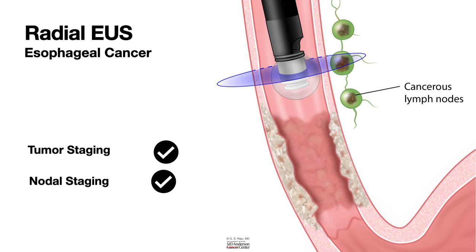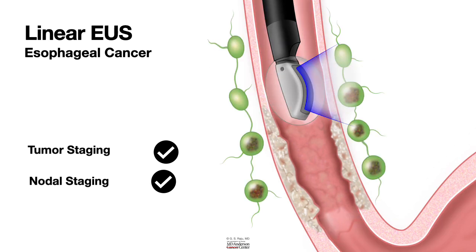You can also see the same findings with a linear EUS. Again, linear EUS can figure out the tumor staging and the nodal staging. One other additional advantage of a linear EUS scope is the ability to do fine needle aspiration, otherwise known as FNA. And in this, you pass a needle and sample the lymph nodes. In other words, you do biopsy of those lymph nodes.